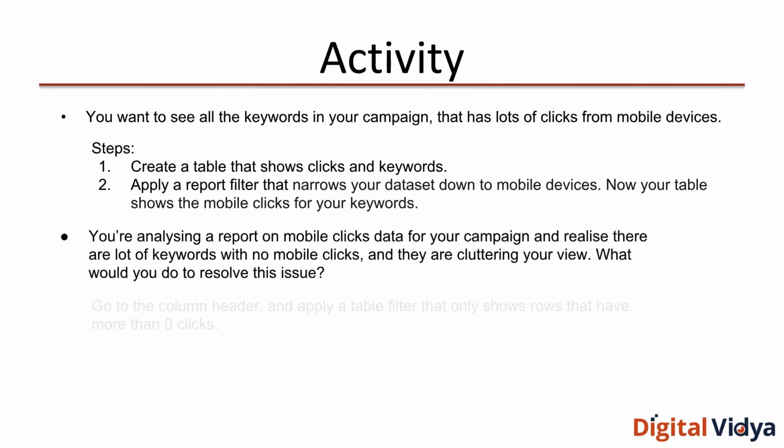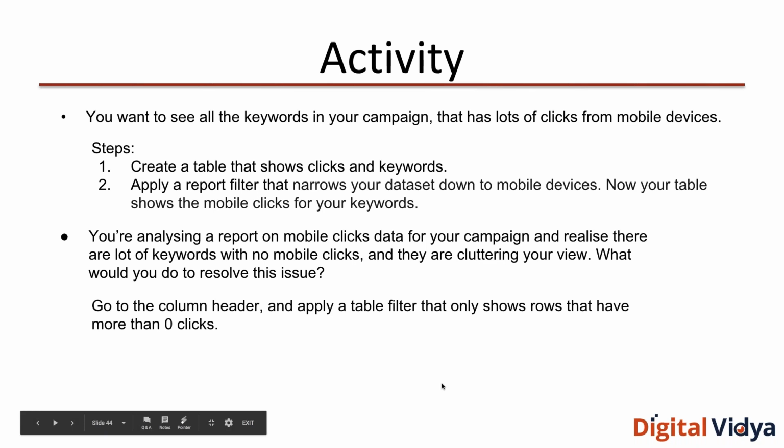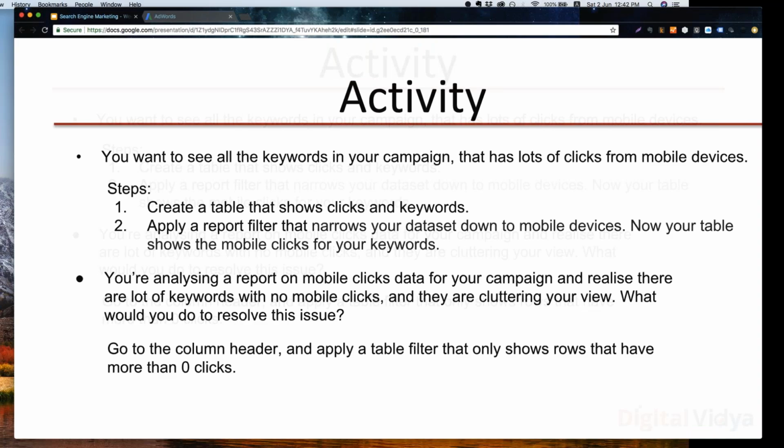Now, when you are analyzing this report, let's say you realize there are a lot of keywords with no mobile clicks and they are cluttering your view. In that case, under the column, you can apply a filter for the table which says show only those rows which are having more than 0 clicks. So now you are seeing data which is specific for clicks coming from mobile devices, and within that you are seeing only those data where the clicks data is above 0. So that is relevant data for you. Is this clear?